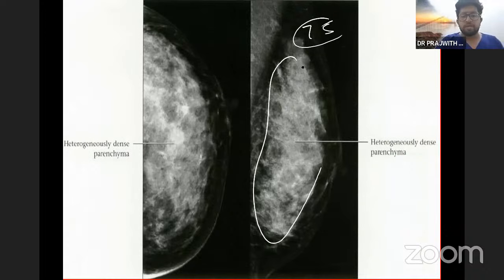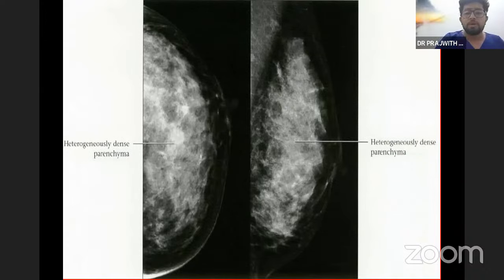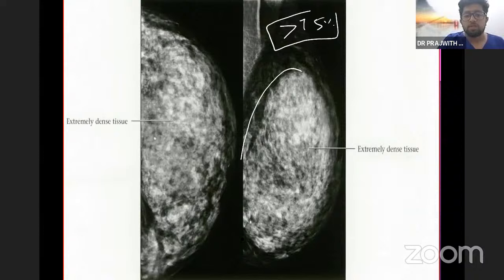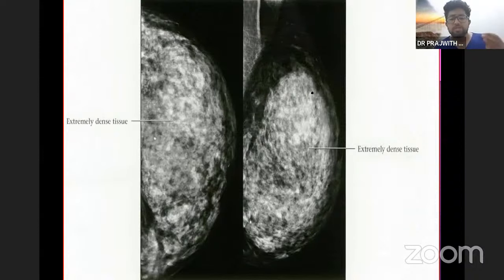Now, this kind of breast becomes slightly difficult to interpret. This is a type 3 breast parenchyma. Okay, type 3 composition of the breast. Now, if you go to the next image, more than 75% of the breast is made up of this fibroglandular tissue. It is a dense breast, very difficult to identify any lesion.